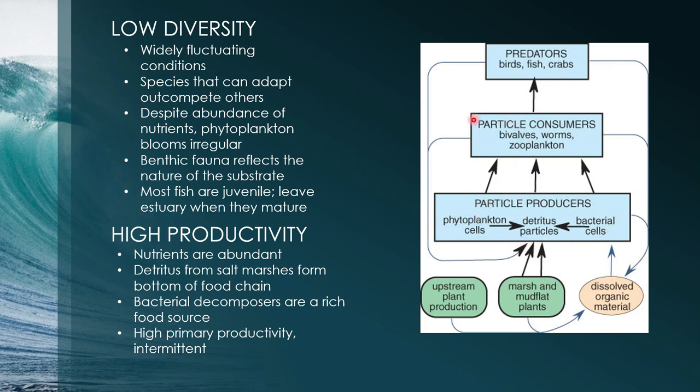And then we have particle consumers. These are organisms that will eat either living things, or they'll just eat detritus directly, or dead cells directly. Things like mussels, oysters, worms. We've looked at worms before. We have zooplankton. And then we get up into this higher level of our food web where we have predators like birds and fish and crabs. So it's kind of an interesting food chain because the bottom of it is all about particles and not necessarily about organisms.